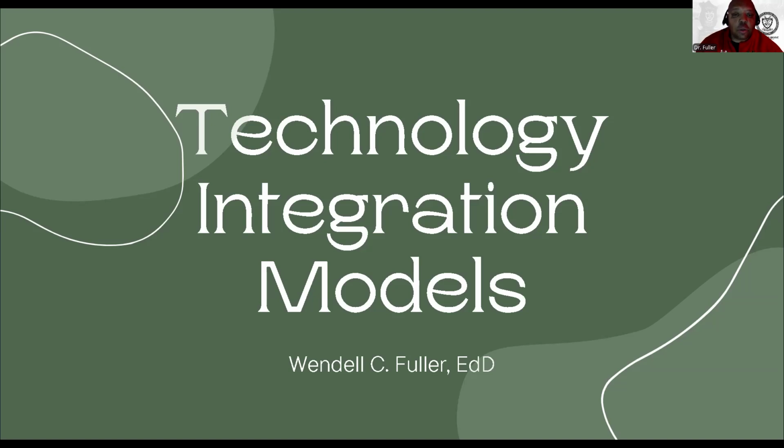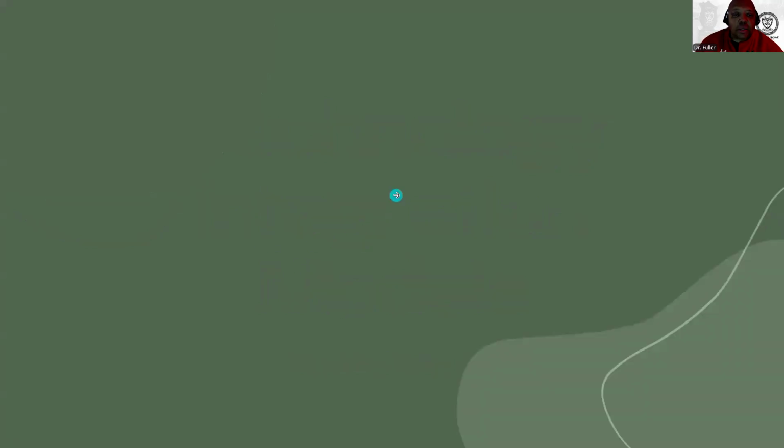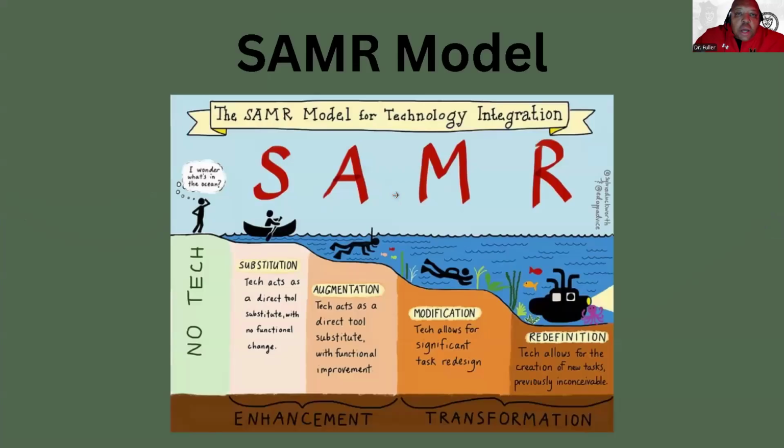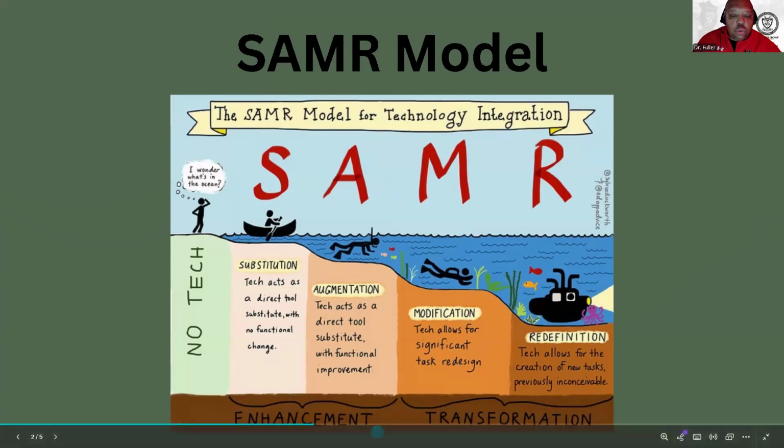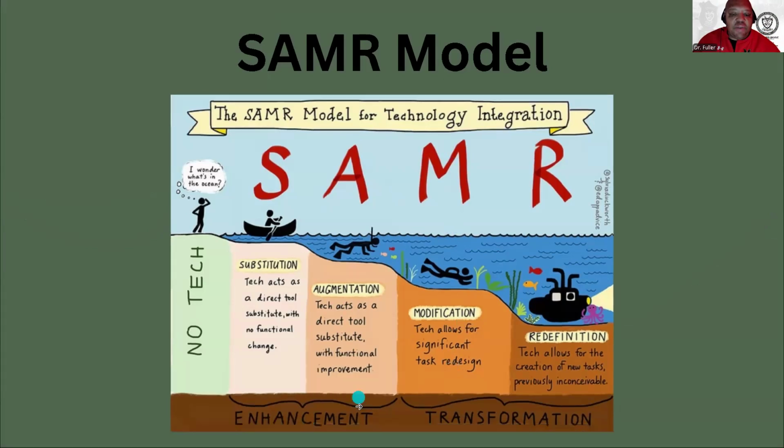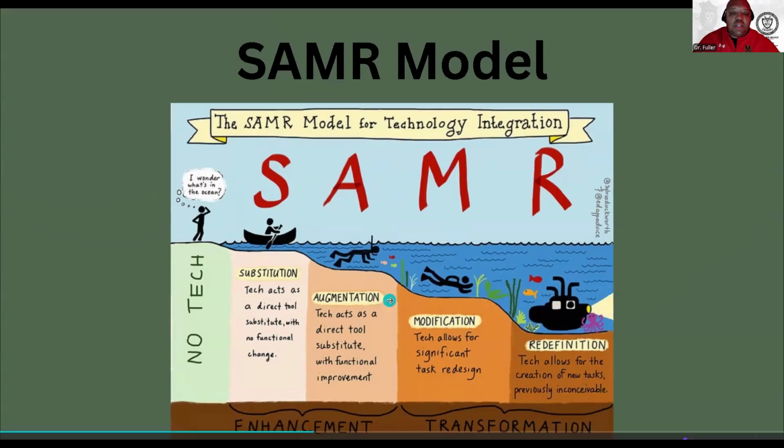So the first model that we're going to talk about is the SAMR model, right? SAMR, if you will. But the SAMR technology model has two facets to it. The first facet is enhancement, and the second facet is transformation, right? And it's basically broken down into two halves. On the first half, you have substitution and augmentation, and you have modification and redefinition, right?